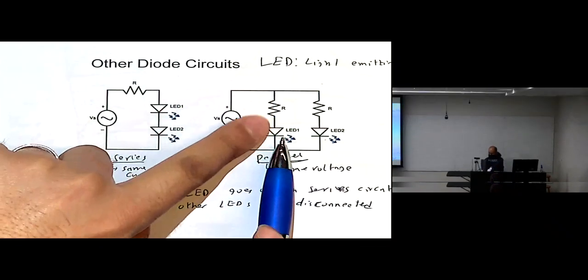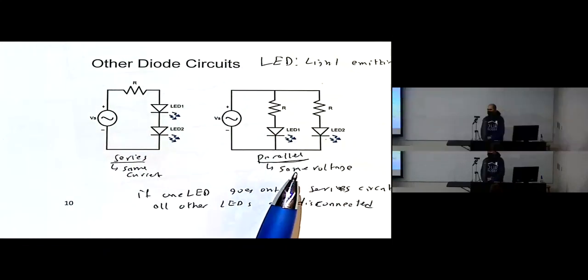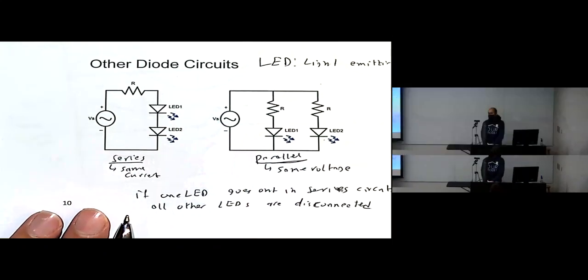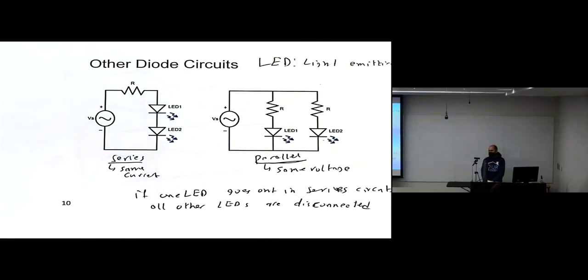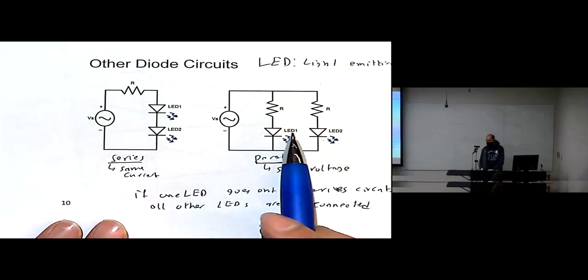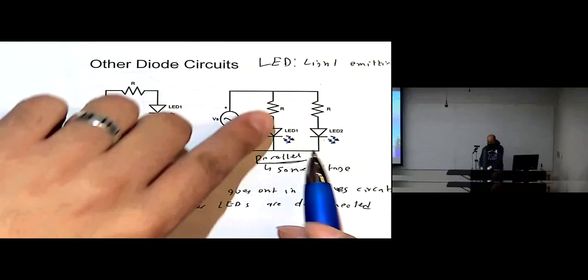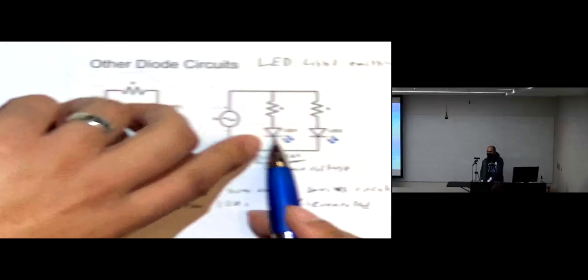So if those LEDs are the same type, then I don't need to worry, because they will take what they need from the source. So they should get the same illumination, depending on, of course, the manufacturer of that.